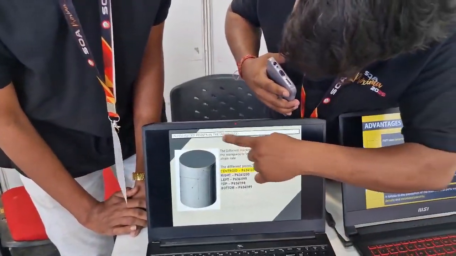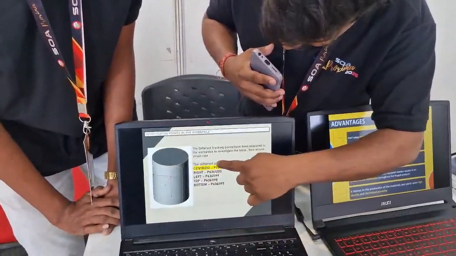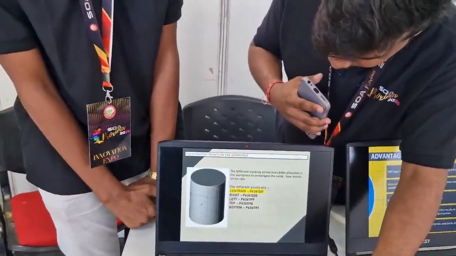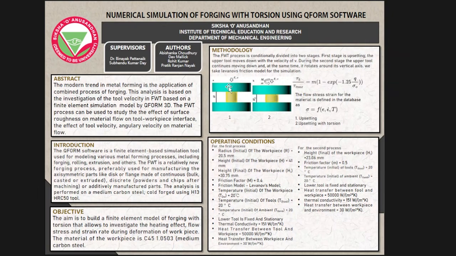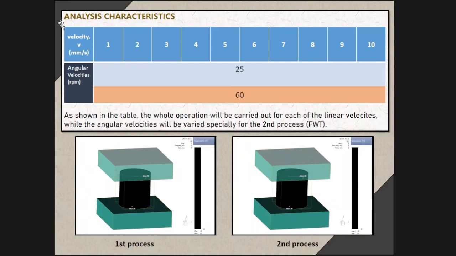This is an investigation that we have done at the centroid position. Our part in this project is to numerically analyze what is going on in the workpiece, which we are going to see in the next slide. And the methodology says that this is upsetting followed by upsetting with torsion. And this is how we did the analysis. We changed the velocity of the tool, and changed the velocity of the angular rotation of the tool.